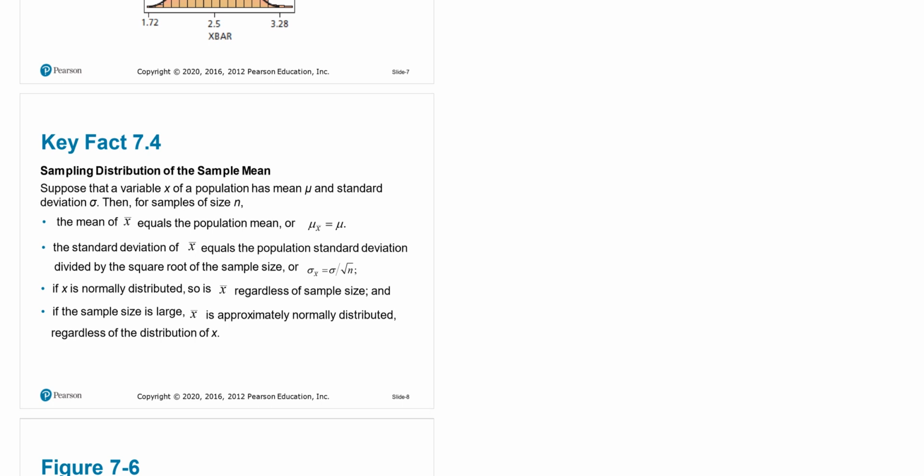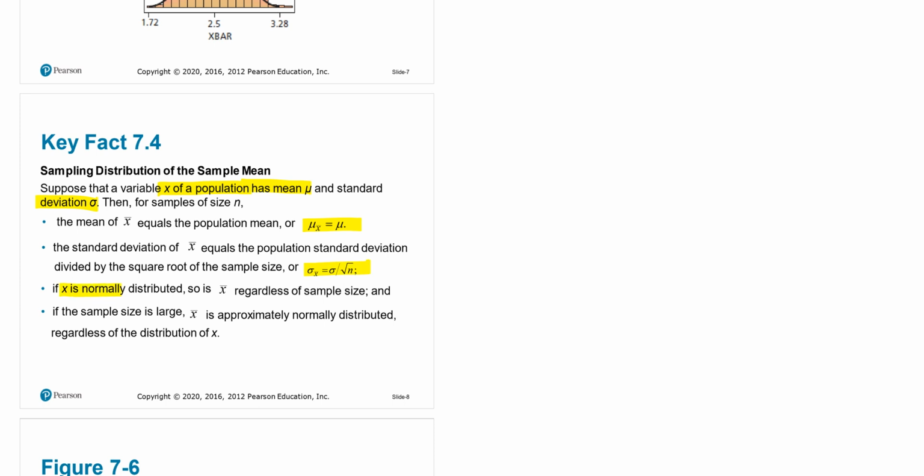Suppose that the variable x of a population, so it's important to know what each letter means. x is for population, and we know it has a mean mu and standard deviation sigma. Then for samples of size n, the mean of x bar equals the population mean. So that's one thing. And the standard deviation for the sample means is this.